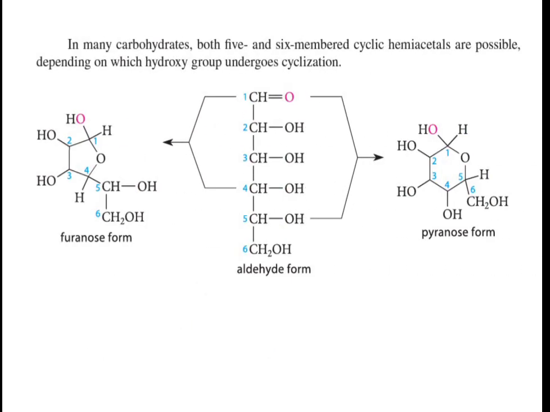In many carbohydrates, both 5 and 6-membered cyclic hemiacetals are possible, depending on which hydroxy group undergoes cyclization. Yes, if you take an aldehyde form, you can get a furanose form and a pyranose form. If this OH attacks the carbonyl group, you will get a pyranose form. If this OH attacks the carbonyl group, you will get a furanose form.